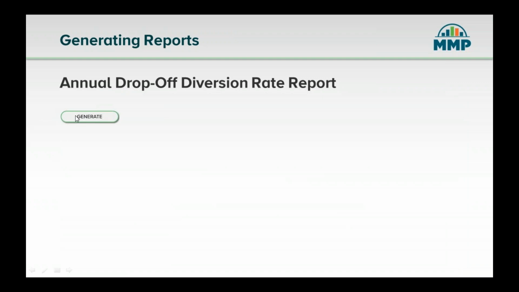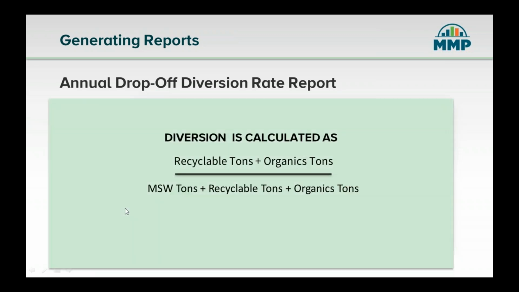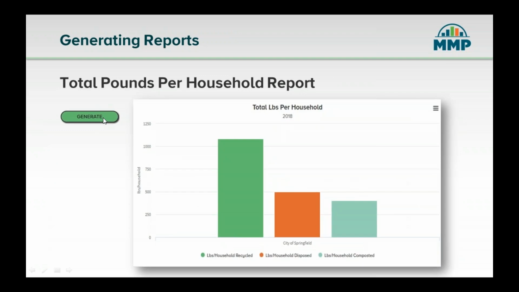The annual drop-off diversion rate report works just the same as the curbside diversion rate, except it's calculating the diversion as a total tons recycling plus the total tons of organics divided by all the drop-off tonnage, including the solid waste. So this is just separating out those two particular programs. With the pounds per household report, diversion and disposal weights are normalized. So you're measuring the average pounds of material recycled, composted, and disposed by each household in your municipality.